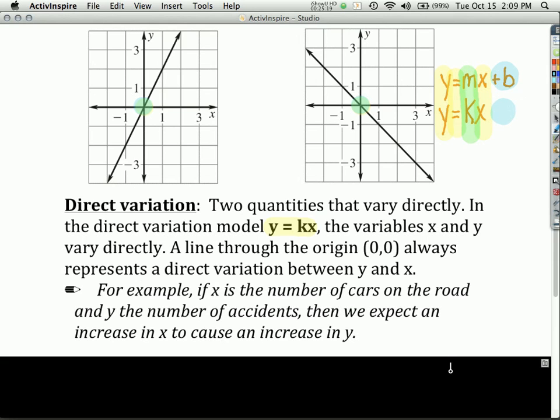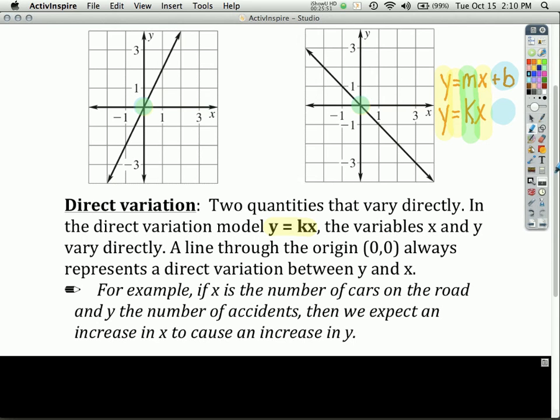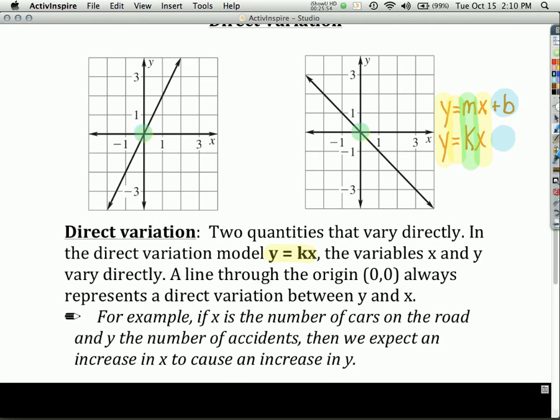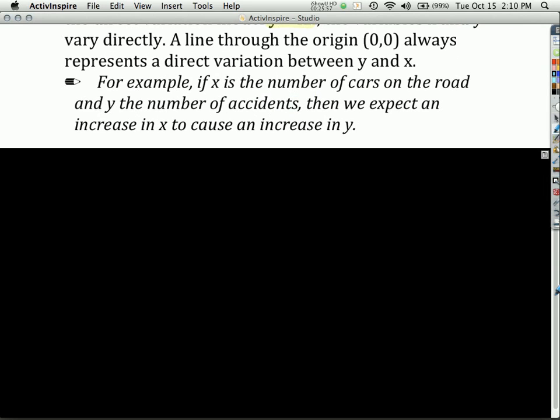So here is a real-world example of a direct variation. If you think about cars that are driving on roads and car accidents, you would expect that if the number of cars driving around increased, the number of accidents would increase. So as one number goes up, the other number goes up. That is a possible example of a direct variation. Are there any comments, questions so far? All right.